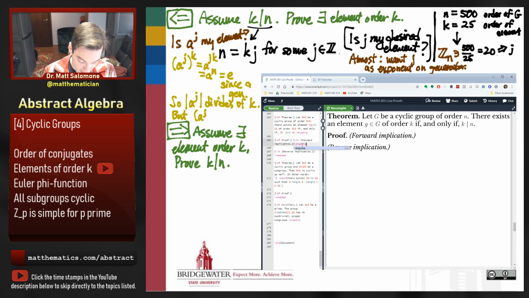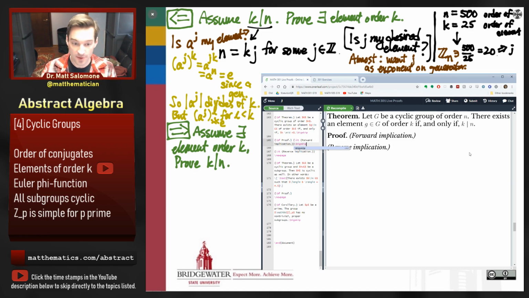But it can't be any less than k, because if I take a lesser power of a to the j, so a to the j to the l, for l less than k, that's not going to be equal to the identity, because it's going to be a power of a which is less than the nth power of a, and only the nth power of a comes back around to the identity, no lesser power, because the order of a is equal to n.